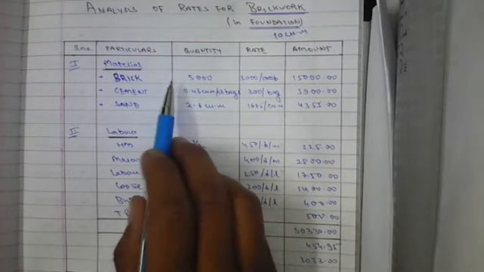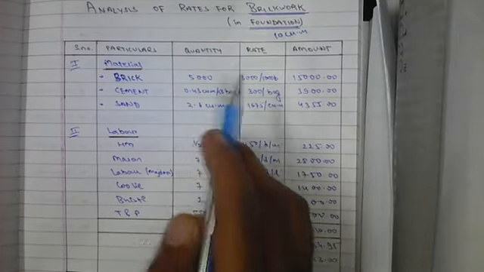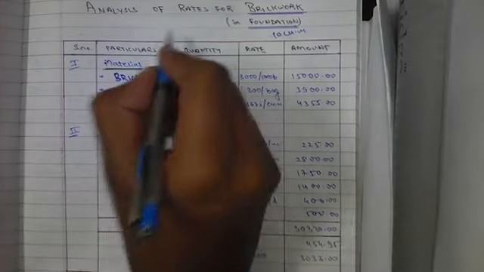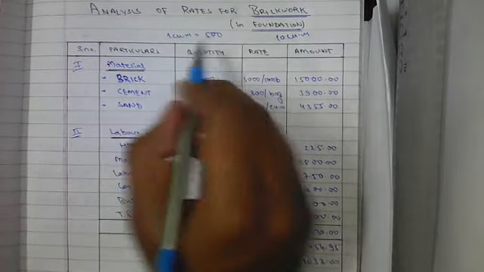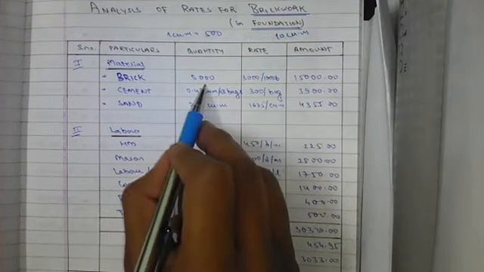Brick used in making a wall of 10 cubic meters is 5000, because for making 1 cubic meter of wall we need 500 bricks. So for making 10 cubic meters of wall we need 5000 bricks.